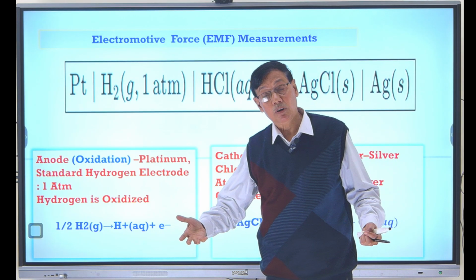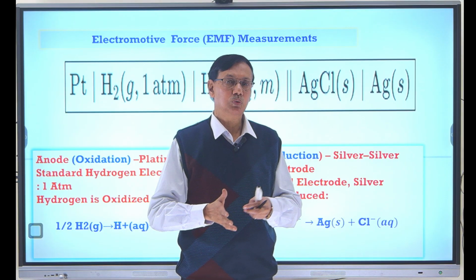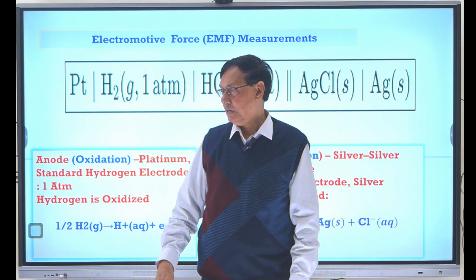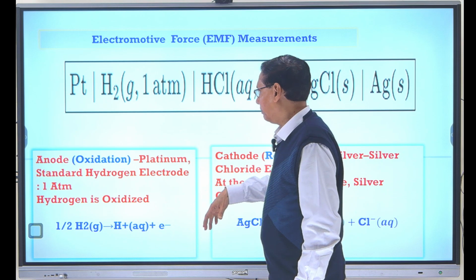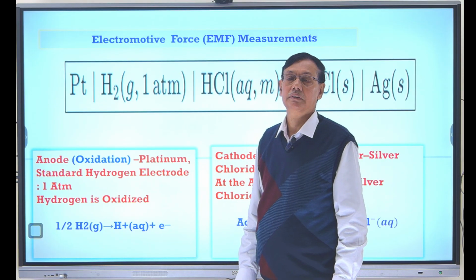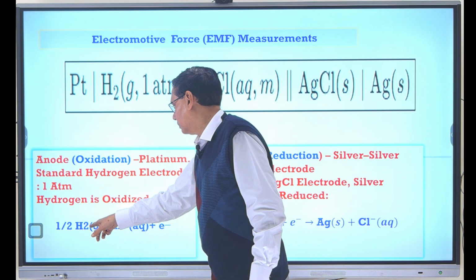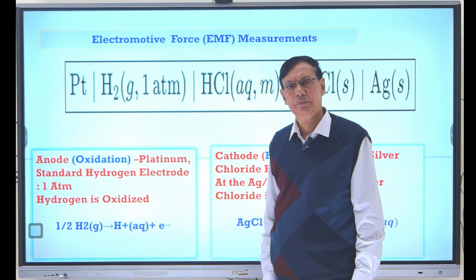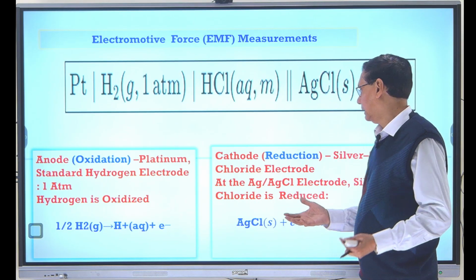You are aware of electrochemistry, you know the cell reactions and other things: which is the anode, which is the cathode, where oxidation takes place, where reduction takes place. In this case, oxidation takes place at the anode, which is the negative electrode, where hydrogen is oxidized. So half H2 gas gives hydrogen ion plus loss of an electron, that is oxidation. And the second part is the cathode, where the reduction takes place.